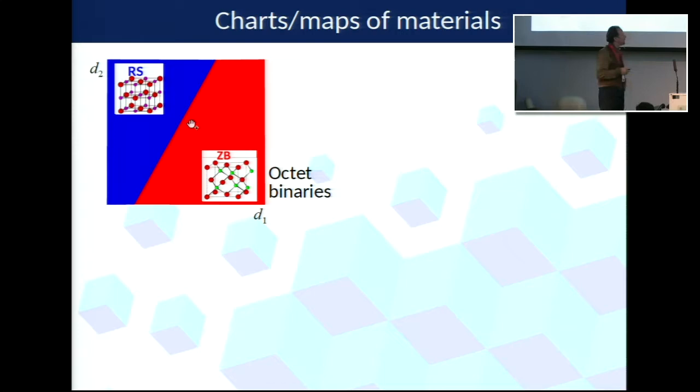In this particular example, I will dig a little bit into this one as a kind of guinea pig, is the classification of the crystallization of materials that are octet binaries, so binary compounds that have 8 electrons in the valence in the unit cell. And they mainly crystallize as rock salt or zincblende, and in this map you have rock salt and zincblende well separated also by a dividing line.